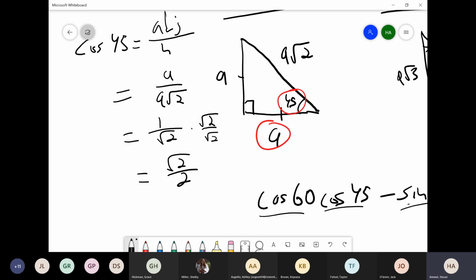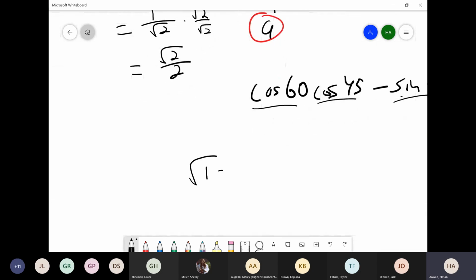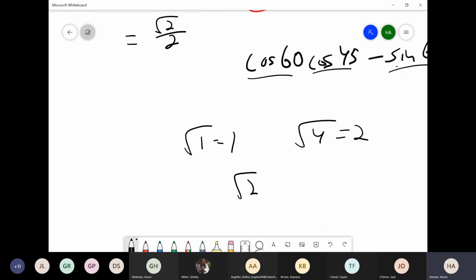The way we can figure that out is, well, square root of 1 is equal to 1. Square root of 4 is equal to 2. And you know that square root of 2 is a lot closer to square root of 1 than it is to square root of 4. So square root of 2 should be closer to 1 than it is to 2. But in any event, you get something that's a little bit larger than 1.